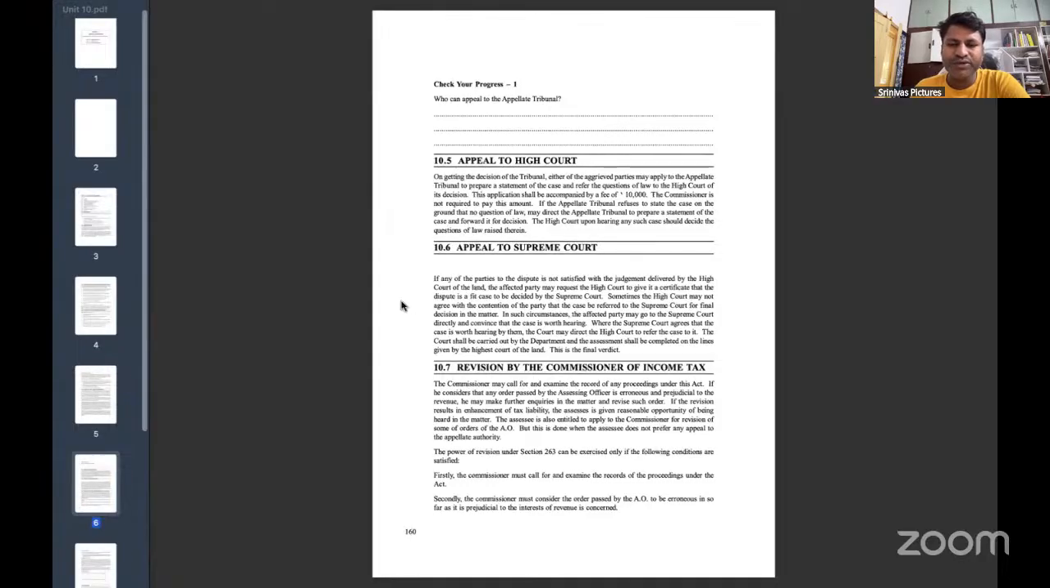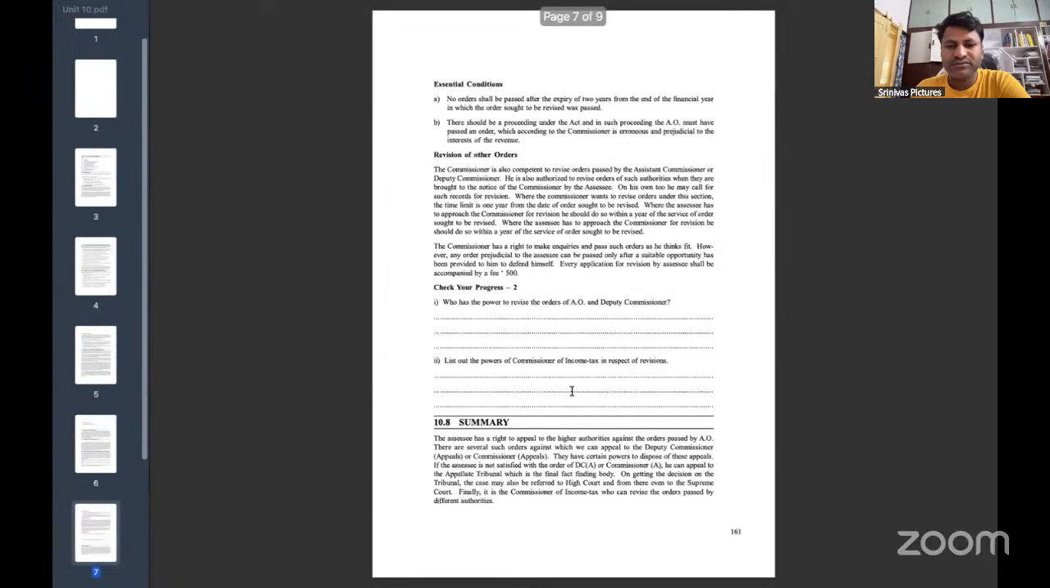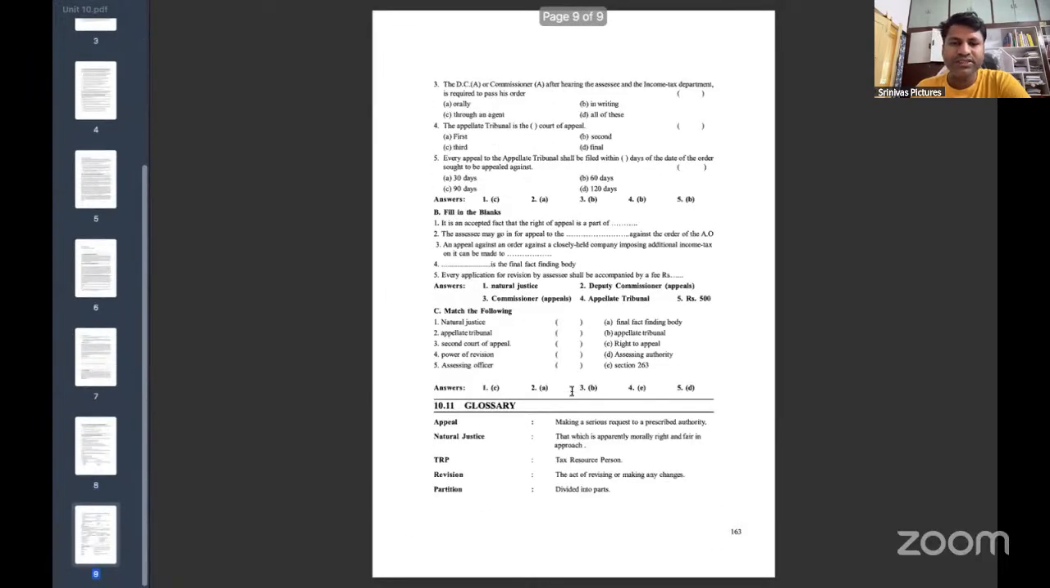So Supreme Court. See, this is the judiciary flow: from deputy commissioner to the commissioner, commissioner to the appellate tribunal, to the High Court, to the Supreme Court. So up to getting justice, you have a chance. You have a choice to approach them.